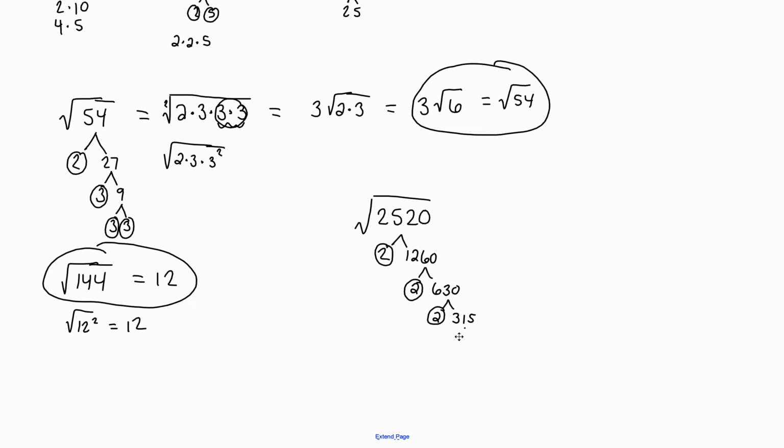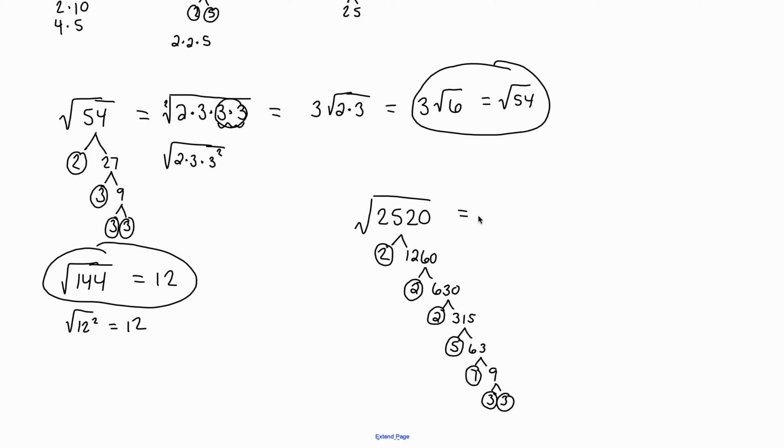So if I do 5, that's 63. So 5 times 63. So 63 is a multiple of 9. So that is 7 times 9. So 7 is prime, so that's good. 9 is not prime yet. 9 is 3 and 3. 3 is prime, 3 is prime. So once I have no more numbers to factor out, I have all of my prime factorization.